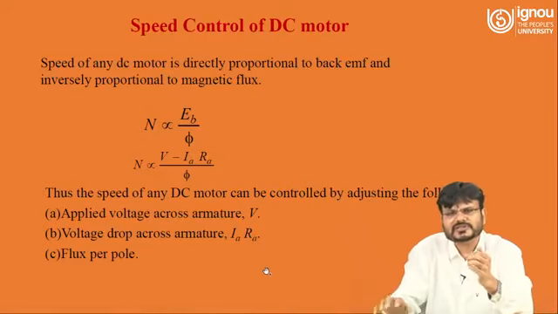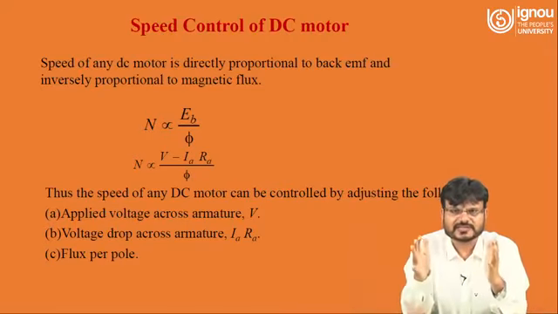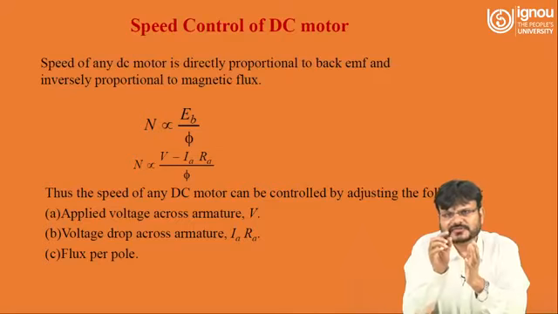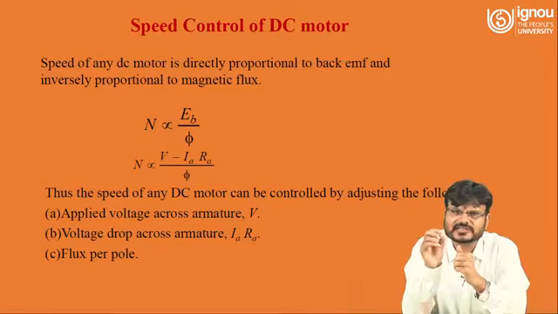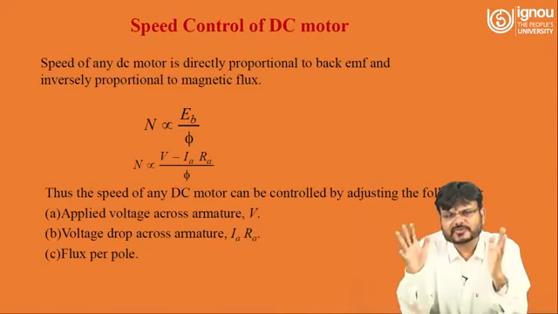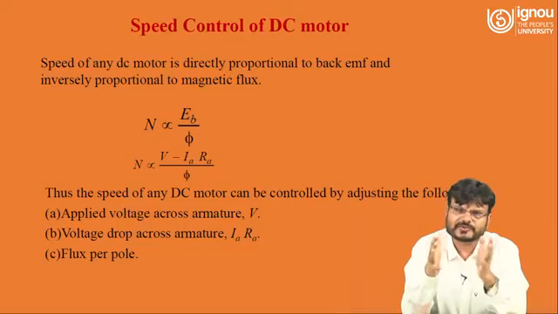Now we have to understand how you can control phi. As I already told you, phi is nothing but the flux per pole, and this flux is generated in the field winding. This field flux depends basically on the field current. So field current is what? This is IF, and IF is equal to what? V upon RSH, right? So you can say the terminal voltage is fixed. That means IF is equal to V upon RSH. So the resistance of the field winding is fixed.